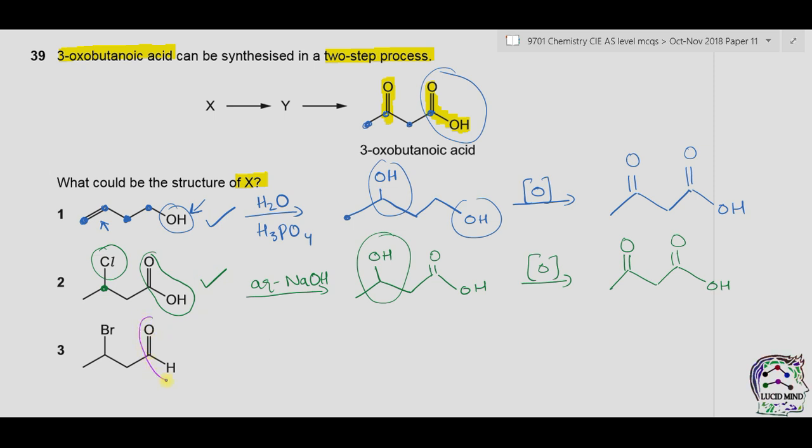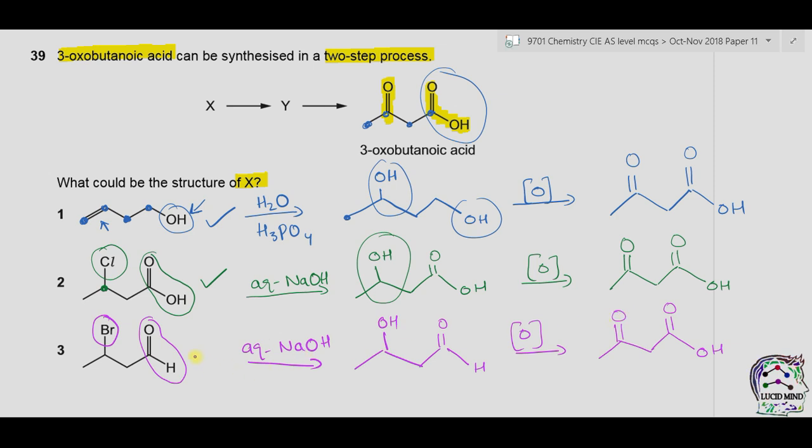In third one, we have aldehyde functional group. Aldehyde can be oxidized to carboxylic acid. And again, we have halogenoalkane which can be converted into alcohol by aqueous sodium hydroxide. By substitution reaction, OH will replace Br and secondary alcohol is formed. Second part is aldehyde. Upon oxidation, secondary alcohol will convert into ketone, while aldehyde will convert into carboxylic acid. So this is also correct. As all three options are correct, the answer is therefore A.